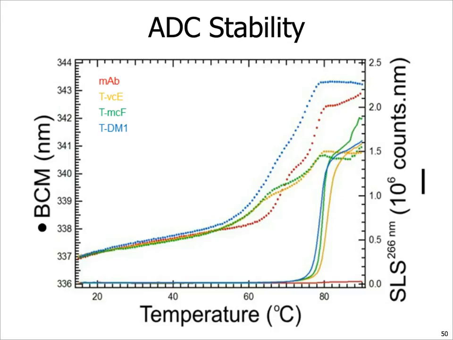There's also an effect on the conformation. If you look at the red dot trace representing the protein alone, you can see there are 2 folding transitions. As you add drug to the protein, you can see you're destabilizing principally the first protein transition and moving that down to lower temperatures around 62 degrees.